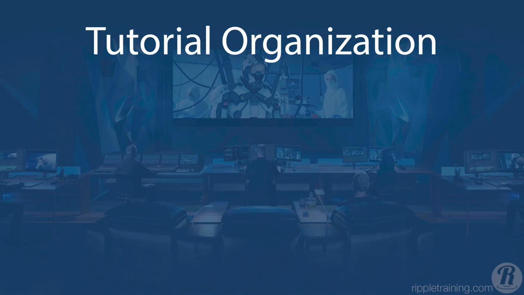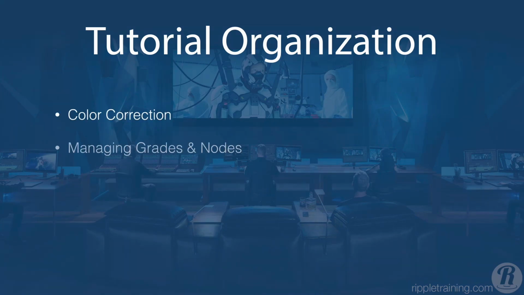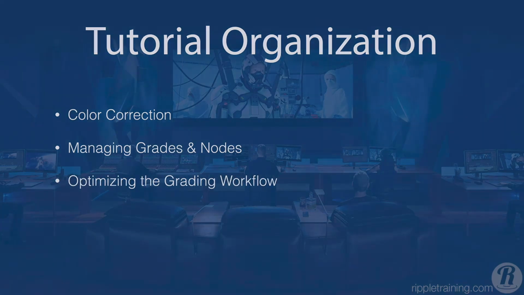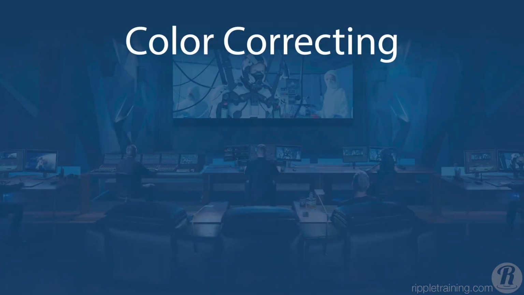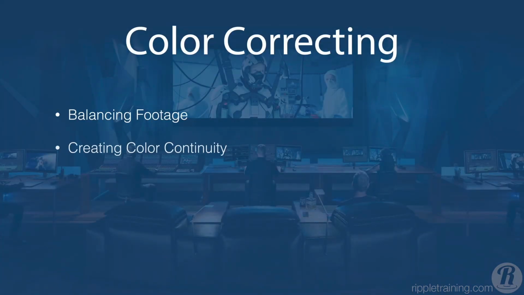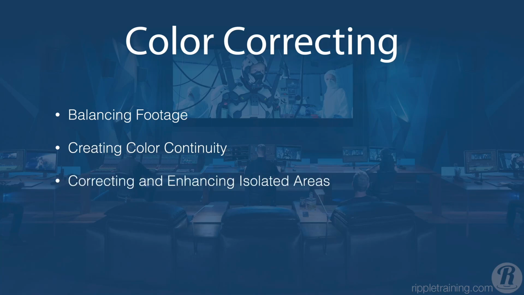This tutorial is organized into three primary sections. The first is focused on color correction, the second on managing grades and nodes, and the third on optimizing the grading workflow. More specifically, in the color correcting section, we'll look at balancing footage, creating color continuity between shots, and correcting or enhancing isolated areas, or secondary color correction.